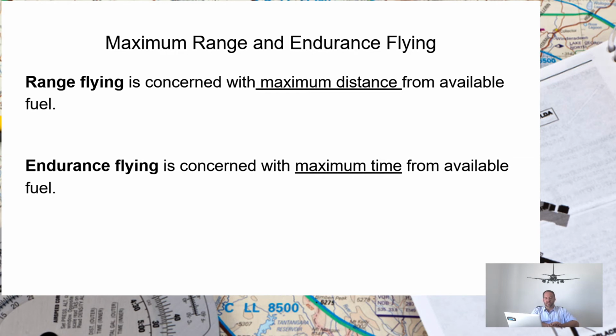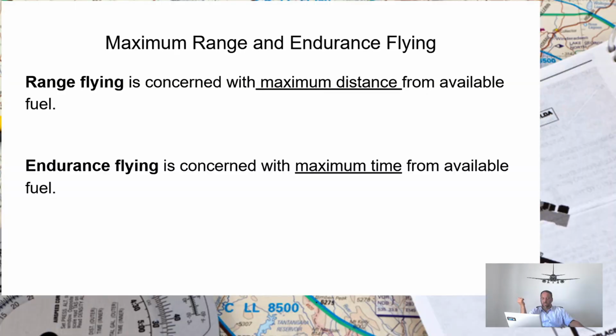I like these terms here. Maximum range and endurance flying. Range flying is concerned with maximum distance from available fuel. Range is related to space, like the range of the craft, how many miles, kilometers it can fly. Endurance flying is concerned with maximum time for available fuel.